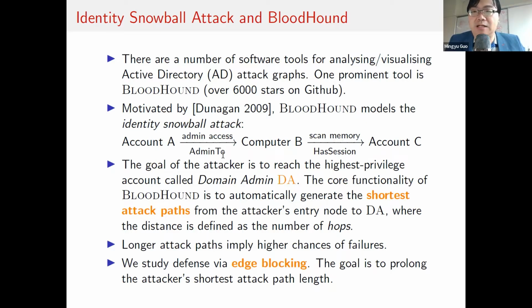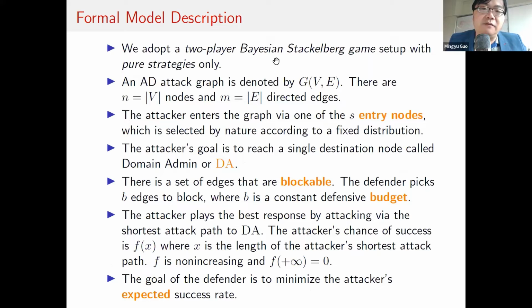That would be cutting this edge. Or we could add monitoring. That's another way, and in some sense that's also blocking edges. This idea of blocking edges is actually used in practice by real defenders. The original paper that motivated BloodHound also discussed some heuristics for blocking edges. Our goal in this paper is to figure out the optimal edge blocking policy, and the goal is to prolong the attacker's shortest attack path length. So that's basically the motivation of this paper.